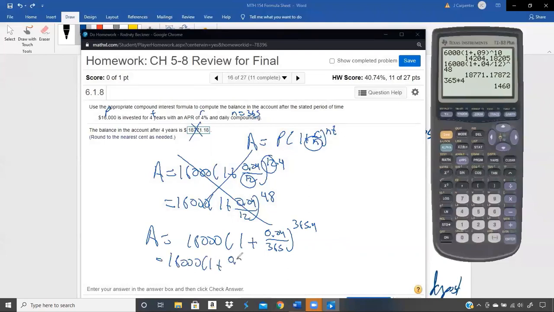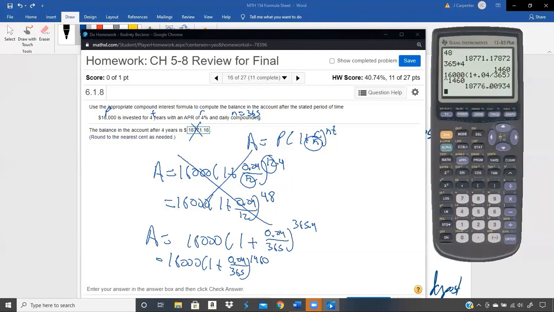$16,001 plus 0.04 over 365 raised to the 1460. Let's try that out. We'll get the right answer this time, I promise. 16 grand times 1 plus 0.04 divided by 365. Close it, raise it to the 1460. I should have caught that didn't make sense, because if we're compounding daily, we're going to gain interest more than 48 times. We're going to gain interest almost 1,500 times.